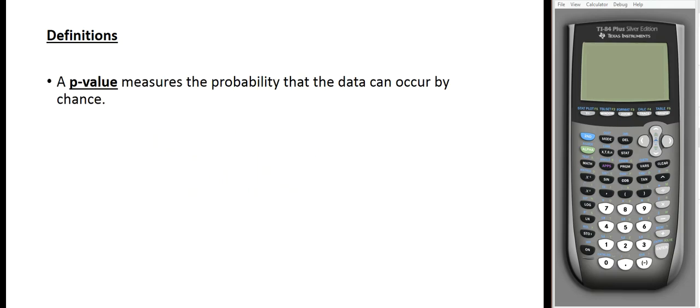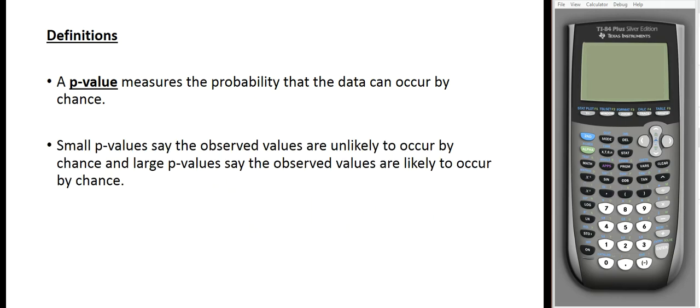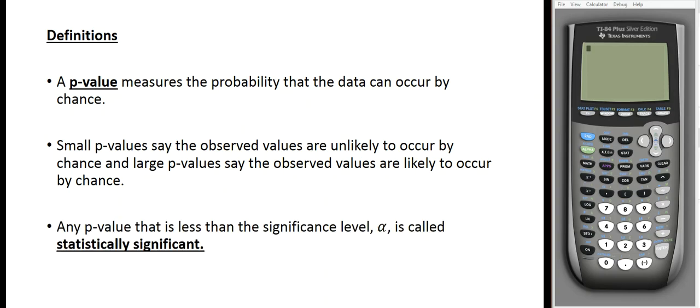First up, we need to know what a p-value is. So a p-value measures the probability that the data can occur by chance. Small p-values say that the observed values are unlikely to occur by chance, and large p-values say the observed values are likely to occur by chance. So really, we don't want any of our data to occur by chance, so we're looking for small p-values. Any p-value that is less than the significance level, which we call alpha, is called statistically significant.